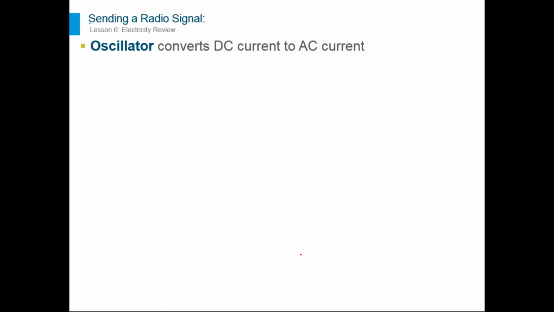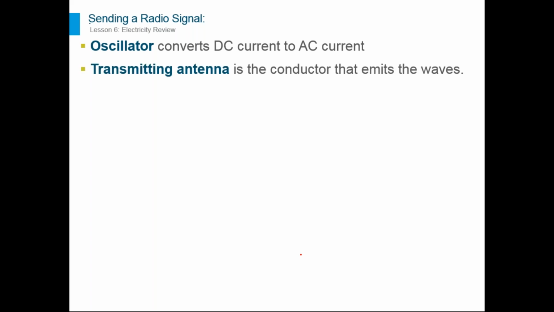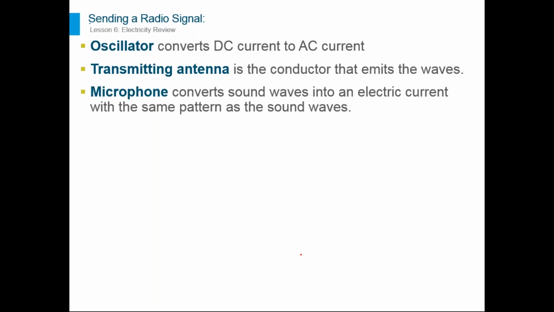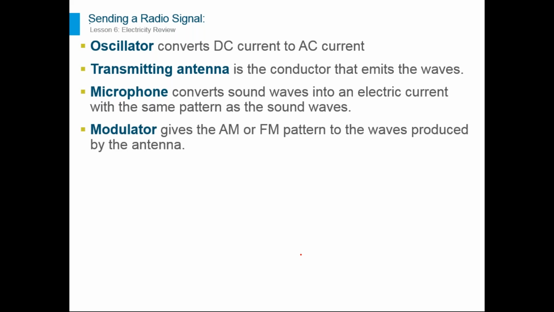So to actually transmit the radio signal, there's some different parts of the radio. The oscillator converts DC current to AC current at RF frequencies. A transmitting antenna is the conductor that actually emits those waves. A microphone picks up on sound waves and converts them into an electric current with the same pattern as the sound waves. And a modulator is the part that gives the pattern to the waves produced by the antenna.